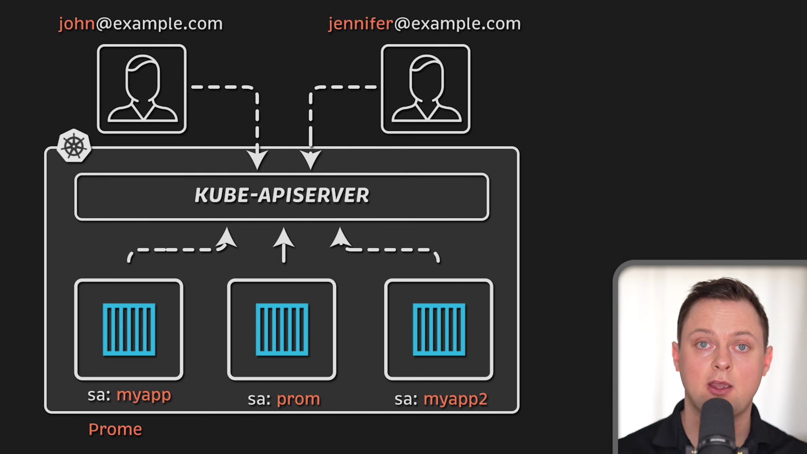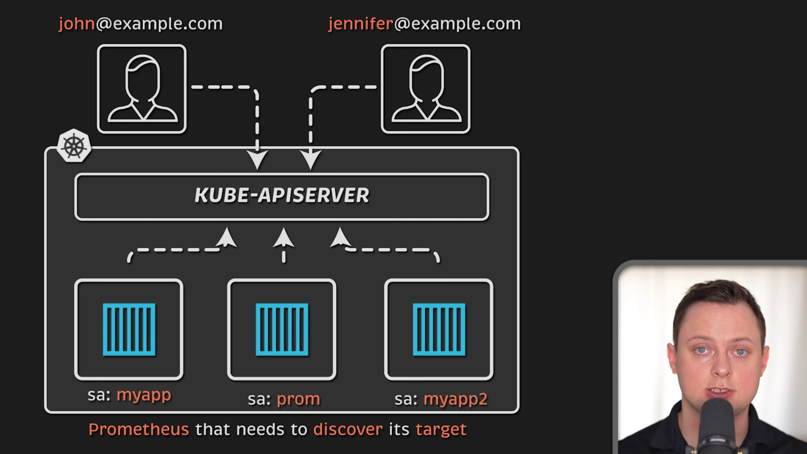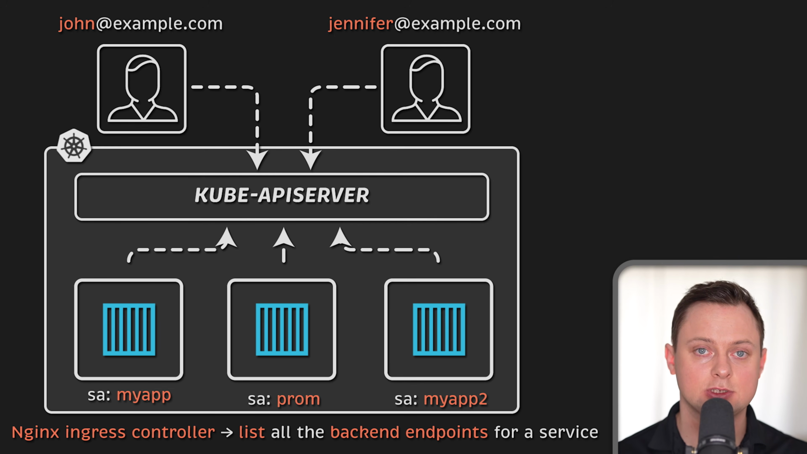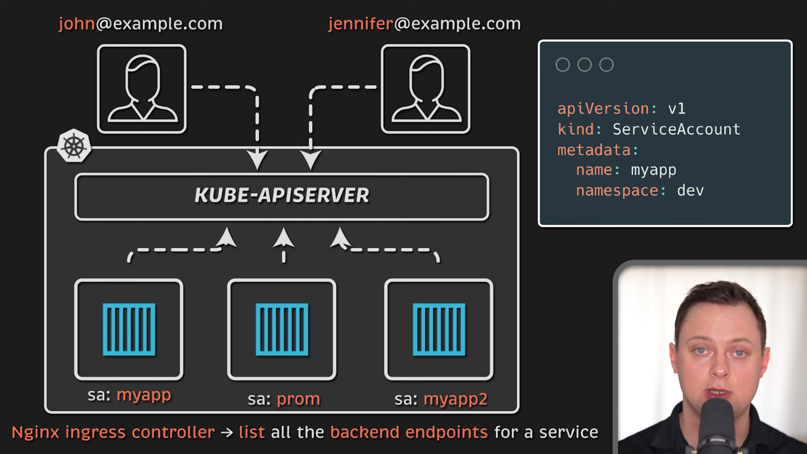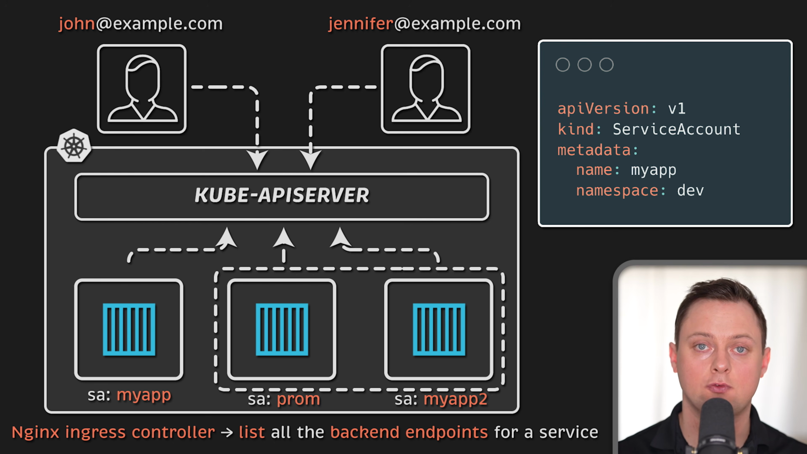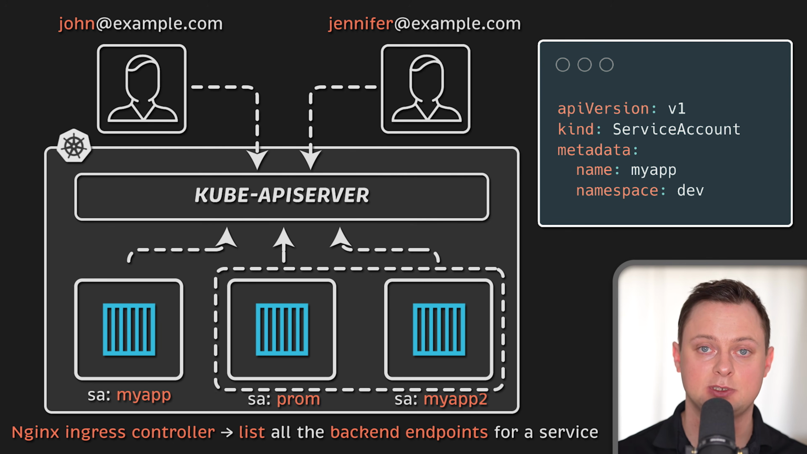For example, you may have Prometheus deployed inside the cluster that needs to discover its targets, or perhaps an Nginx ingress controller that must have permissions to list all the backend endpoints for a service. For those apps, you can define a service account. Since service accounts are managed within the cluster, you can create them like any other Kubernetes resources via a YAML file. You can also define a group of users or service accounts. This is convenient if you want to reference all service accounts in a specific namespace.